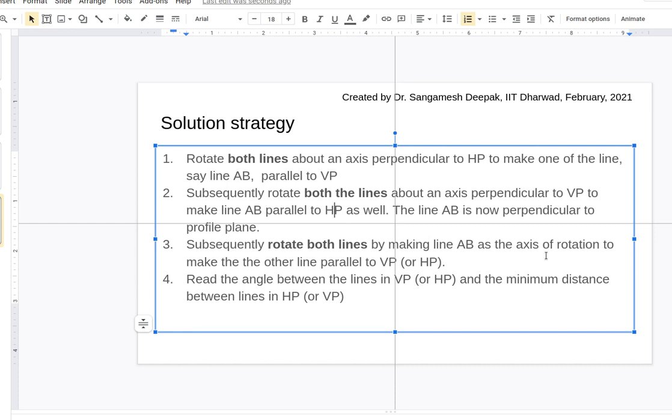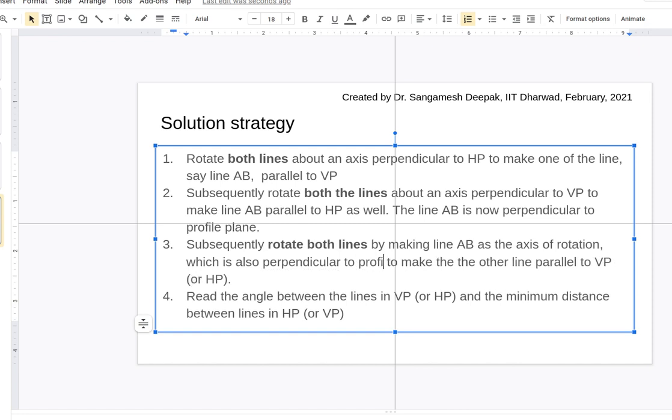Subsequently rotate both the lines, making the axis of rotation also perpendicular to the profile plane, to make the other line parallel to VP. You can make it parallel to VP or HP. The choice is yours. Read the angle between the lines in VP and the minimum distance between the lines in HP. And you can also see it in the profile view, the profile plane, PP.